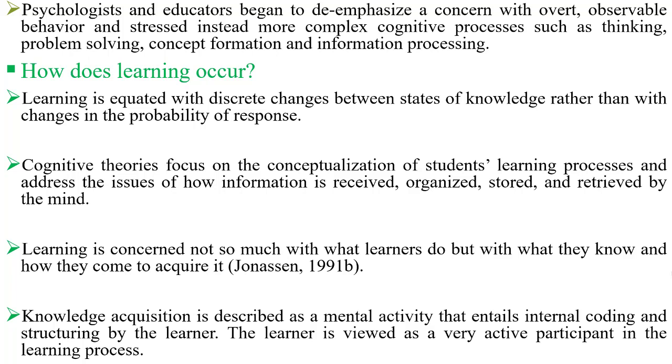According to cognitivism, how does learning occur? Learning is equated with discrete changes between states of knowledge rather than with changes in the probability of response. As we have seen with behaviorism, learning according to them is based on change in the performance, in the response. However, with cognitivism, it has to do with the state of knowledge.